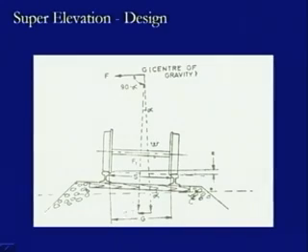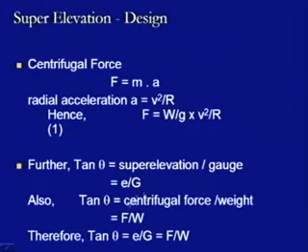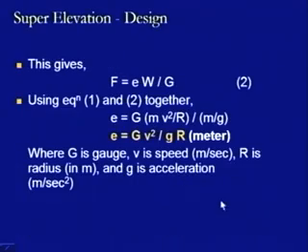So, using the geometry of this figure as well as the point of application of the forces and their relative positions, we can compute the value as shown here. So, tan theta is nothing but E divided by G. Similarly, tan theta is also F divided by W. Therefore, E divided by G equals F divided by W. Now, F equals E into W divided by G, where G is gauge, W is the weight and E is the superelevation.